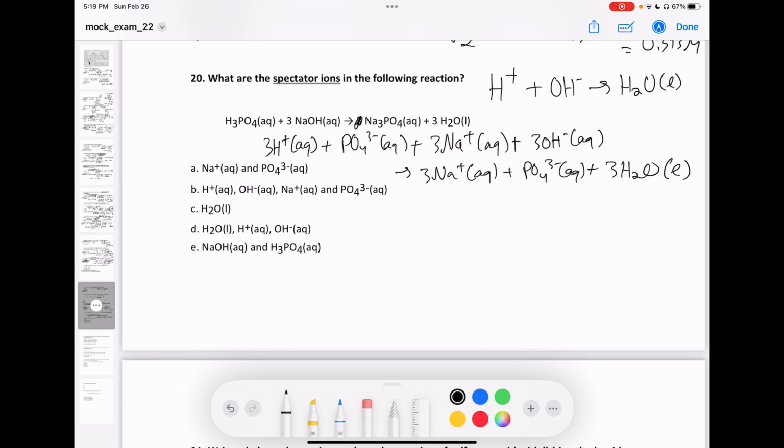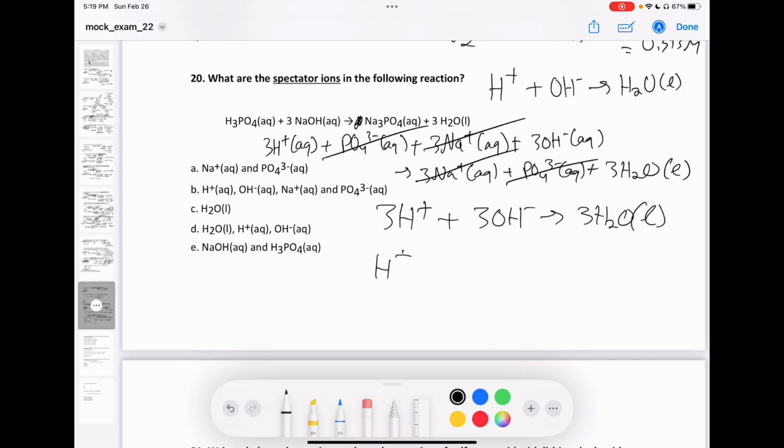And then we're just going to try to find the things that appear on both sides in the same states, because that means that they're not really taking part in the reaction at all. So first we notice that this phosphate is on both sides. It's in the same state on the left and right, so it doesn't matter. Same thing with this Na plus. So then your overall reaction is 3H plus and 3OH minus creates 3H2O liquid, which those are all 3, so it doesn't really matter. So then now we have H plus and OH minus creates H2O.